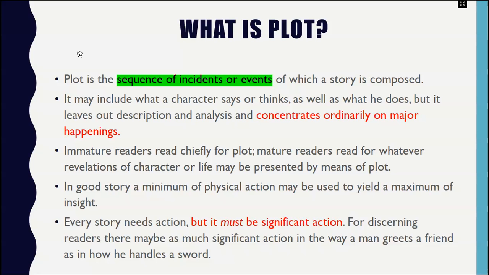Now, unfortunately, again, when we are talking about the plot, the issue of mature and immature or inexperienced readers, the issue of these two different types of readers again arises. Immature readers read only and chiefly for plot, for the incidents. They are only concerned with what happens next. They are concerned with the events and the major happenings.